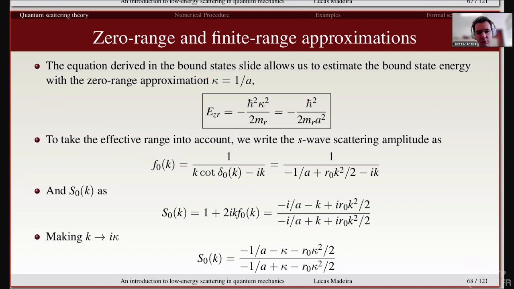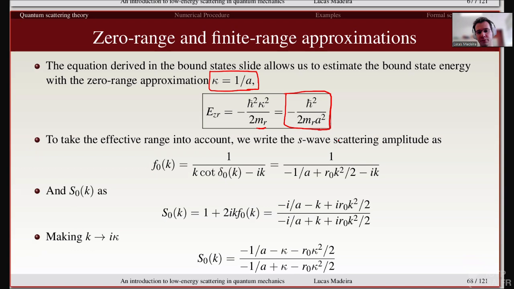So a few slides ago, I identified that when there's a bound state, the kappa of that bound state was 1 over A. So if we have a two-body bound state, remember that when we had two bodies, to relate to the results that we derived before, we had to plug in the reduced mass, right? So we get this simple expression here for the two-body bound state energy.